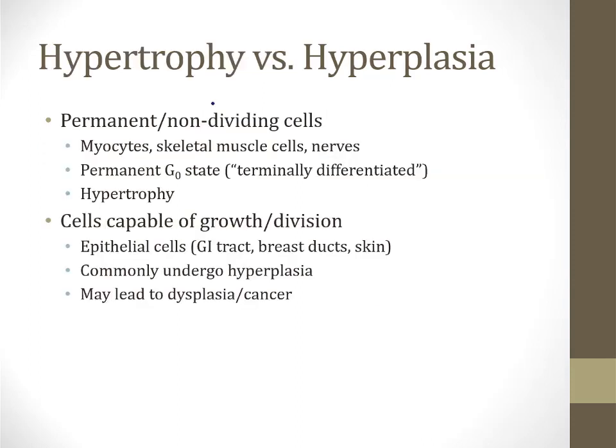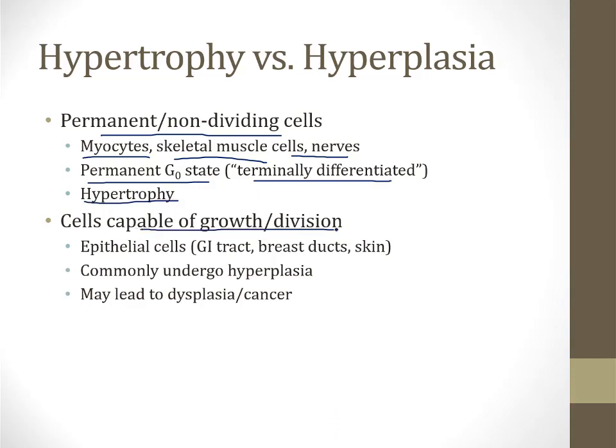Let's talk about why some cells undergo hypertrophy versus hyperplasia. Certain cells are called permanent or non-dividing cells. The major cells in this category are heart cells like myocytes and skeletal muscle cells and nerves. These cells are in a permanent G0 state of the cell cycle. They're called terminally differentiated. These cells rarely ever divide, and therefore the main response to stress that you see is hypertrophy, especially in the heart and in muscle.